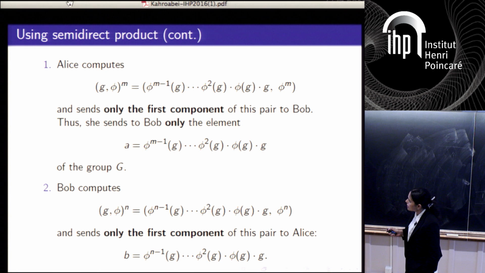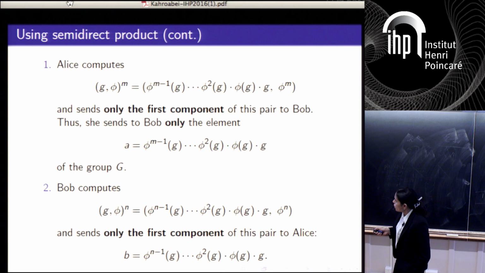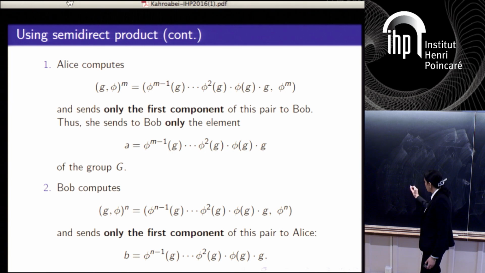But Alice doesn't send the second component, because if she does, then the problem is just going to be the discrete log problem, so nothing good comes of it. So she only transmits the first component, a. Only the first component of this. It's when you multiply (g, phi) by (g, phi), and then you multiply the whole thing by (g, phi), and so on.